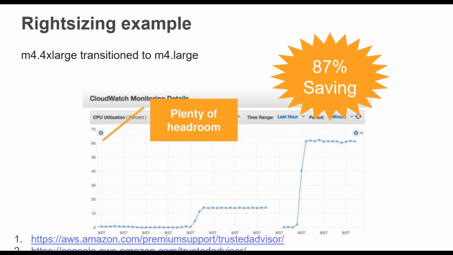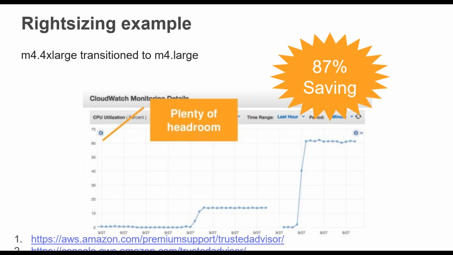In this case, we have an M4 4x large, and on the bottom left, you can see that the utilization in the first line is about 10 to 20%. What you could look at doing in this scenario is transitioning that M4 4x large into an M4 large instance. In this example, that would result in an 87% savings for that particular machine. So we encourage you to look at those cost options and always match them up.